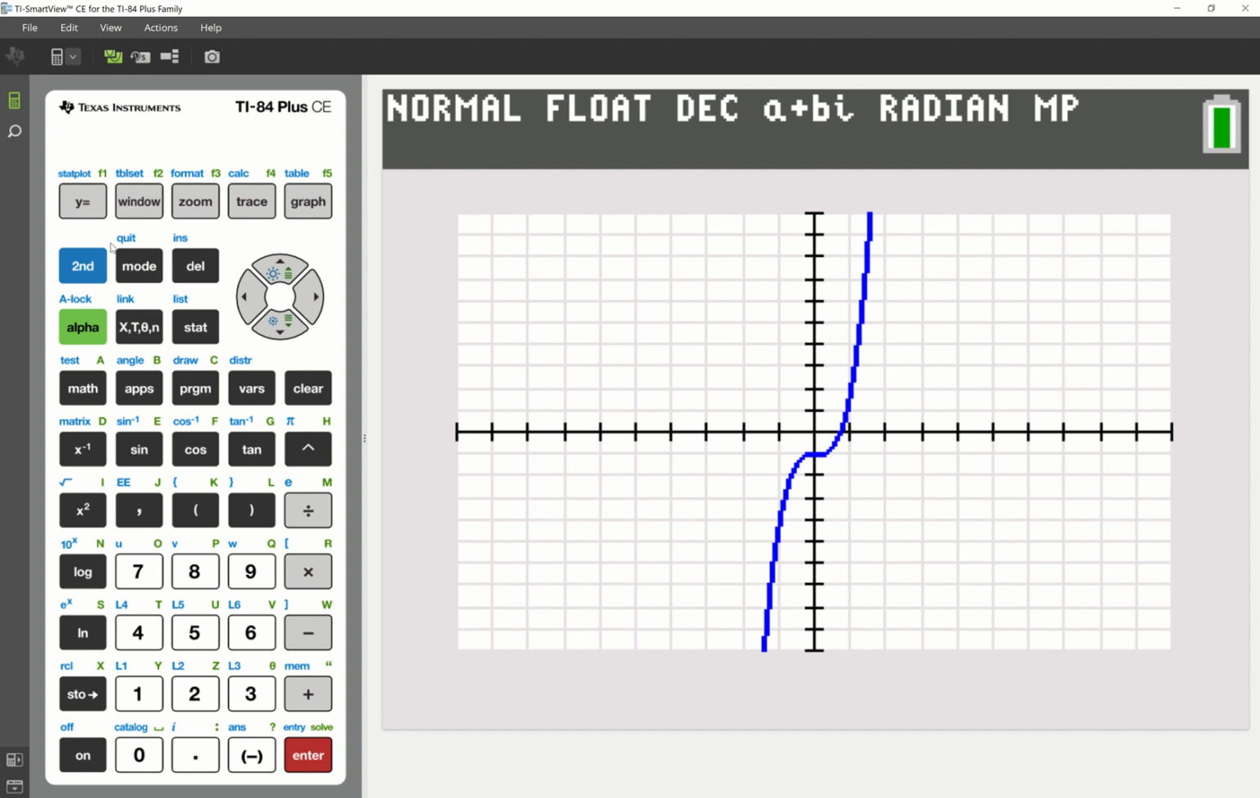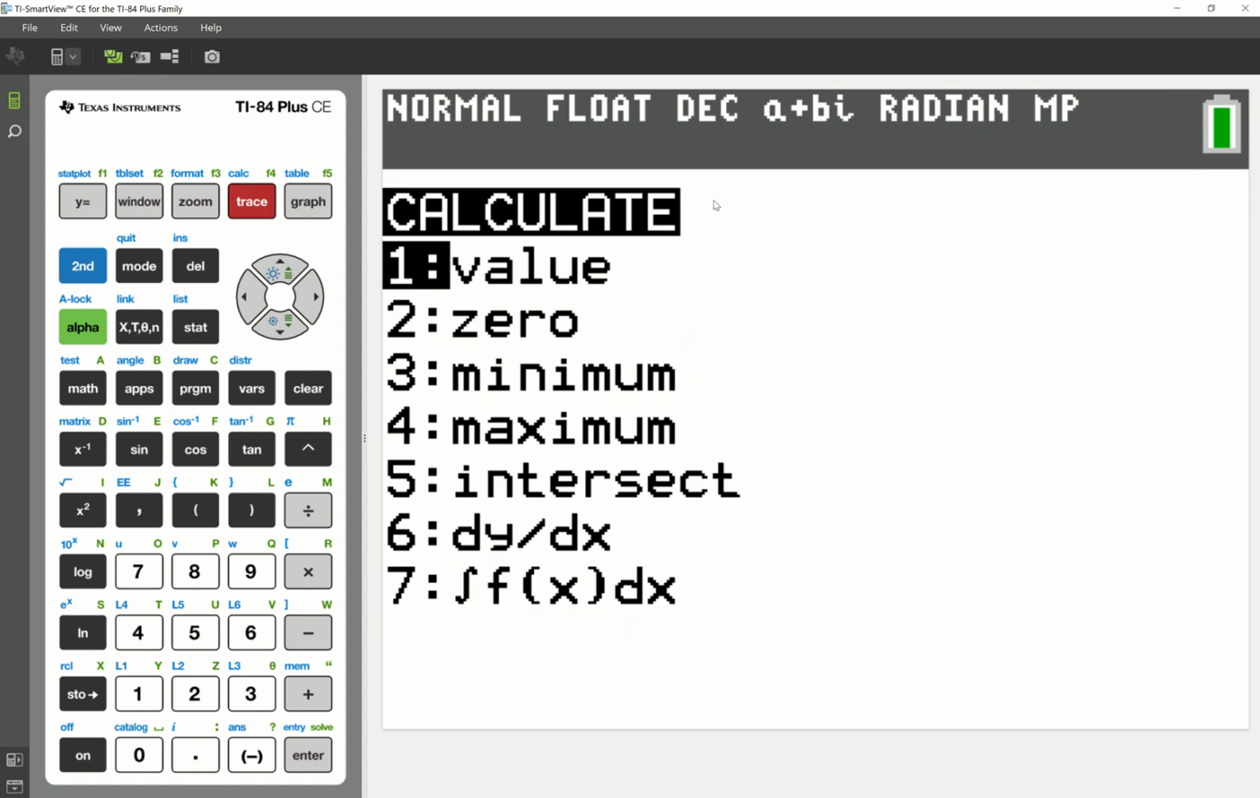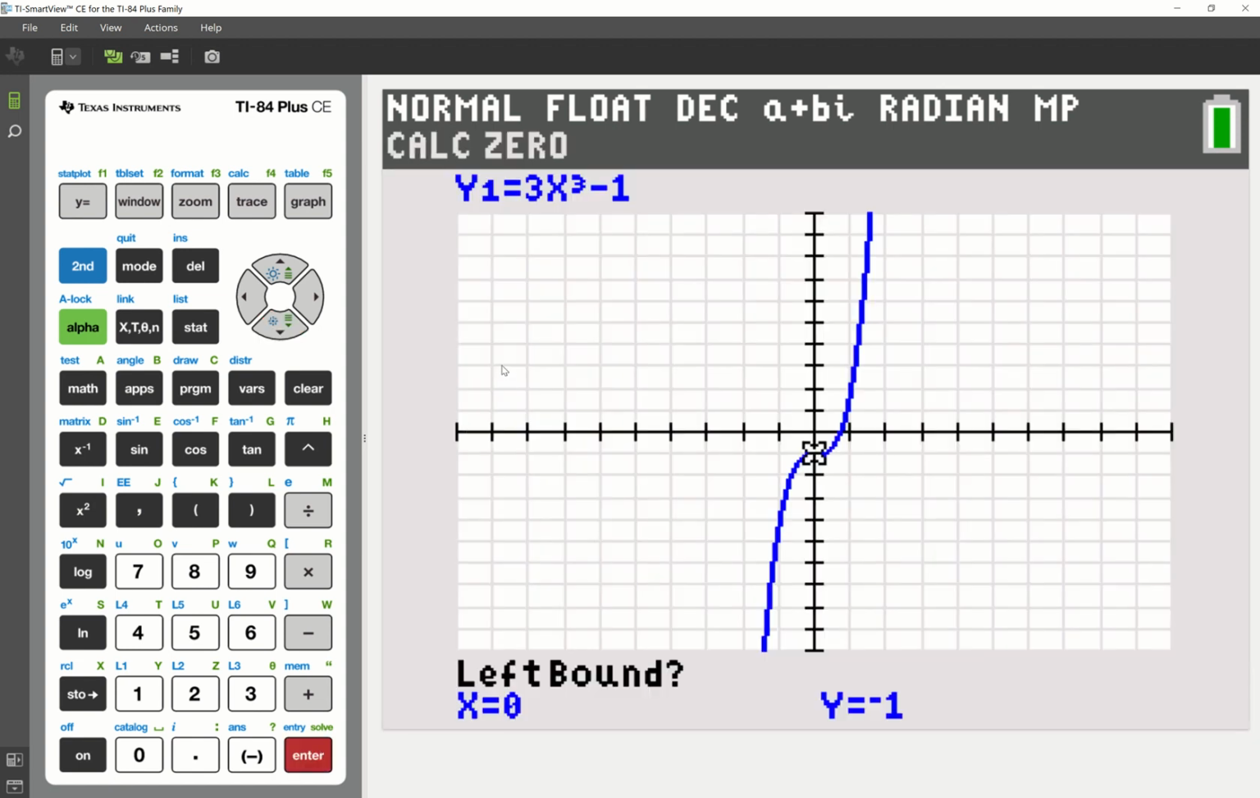So if we go back to the calculator, if I press the second button and then trace up here at the top, you'll notice that what we're about to pull up is something that the calculator is going to call the calculate menu. And what we want to do is we want to arrow down to the second option, which says 0, because algebraically speaking, a 0 corresponds to, graphically speaking, what we would refer to as an x-intercept, okay? So if I go ahead and press enter here, then it's going to go ahead and ask me for a couple of different options. So when it's going to ask me for a left bound, what I want to do is I want to go somewhere to the left of where my graph crosses the x-axis.